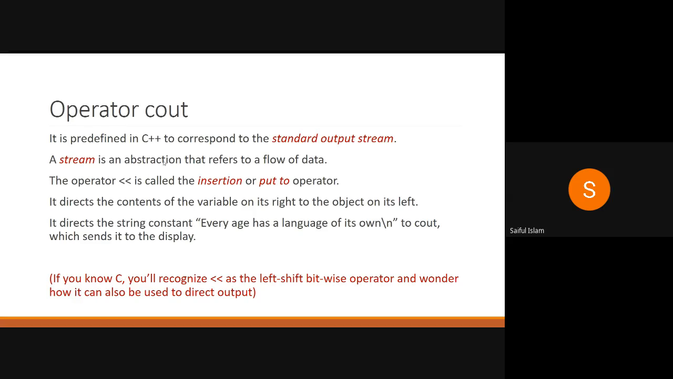If you know, you will recognize this operator as a left shift bitwise operator and wonder how it can be used to direct output. So it's basically a use of operator overloading in C++, and this is actually defined in iostream.h. It is a standard include file. That is why we include it before using cout.